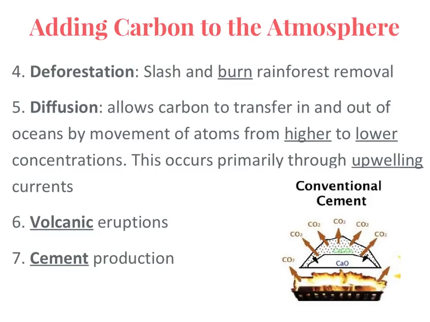Additional ways that carbon can get into the atmosphere is through deforestation. See the word forest in there? This does have to do with trees, cutting them down, burning them up, getting rid of them really quickly. The burning process of them sends that carbon into the atmosphere.